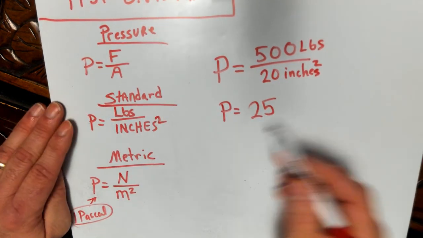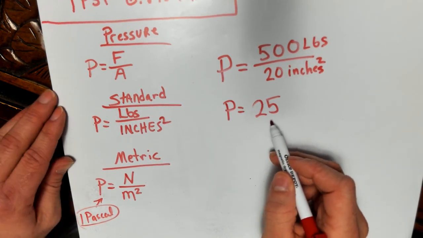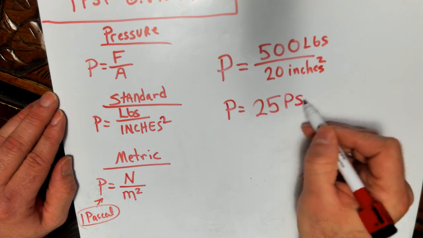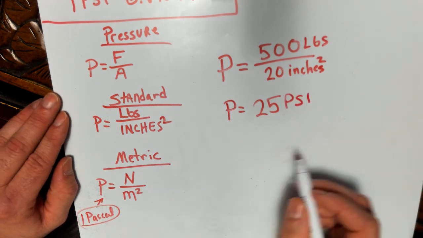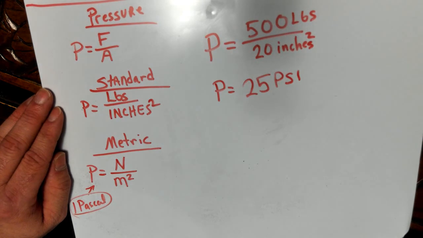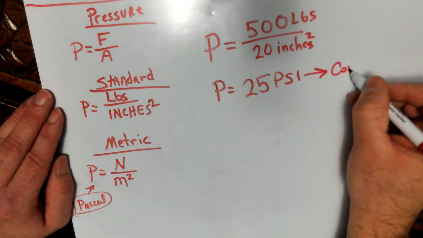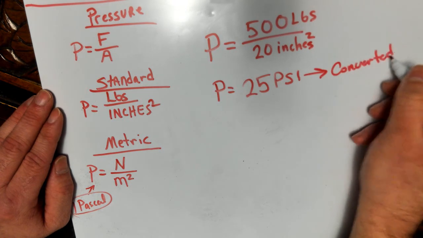So now, if we want to find out what 25 PSI is on the metric side, we've got to do, oh, I should have brought that out of there. So now you can see it there. 500 pounds divided by 20 square inches is 25 PSI. But I want to find out what this is, convert it to a Pascal.